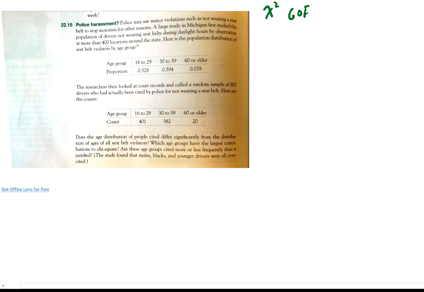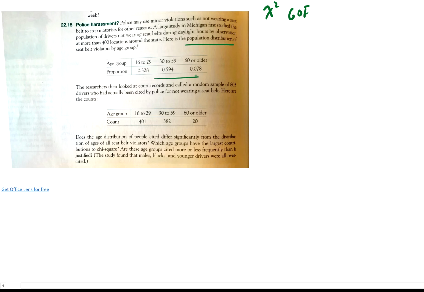So police use minor violations such as not wearing a seatbelt to stop motorists for other reasons. A large study in Michigan first studied the population of drivers not wearing seatbelts during daylight hours by observations of more than 400 locations around the state. Here's a population distribution of seatbelt violations by age group. So this is my population distribution right here.